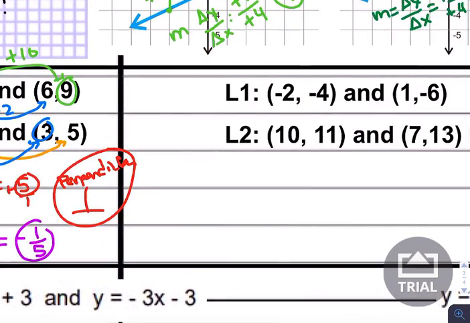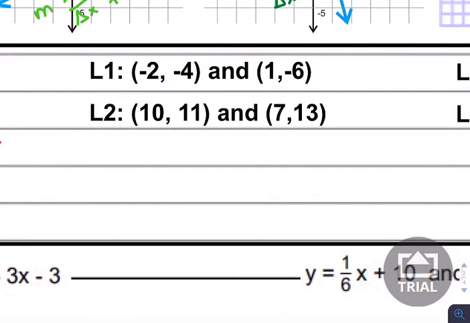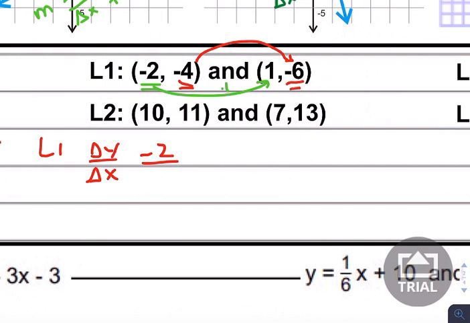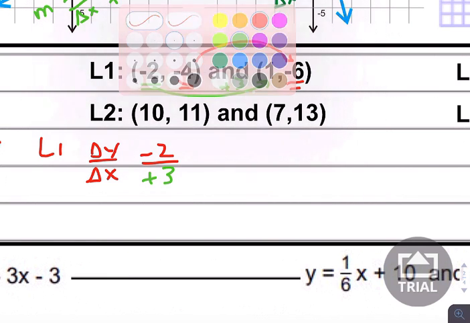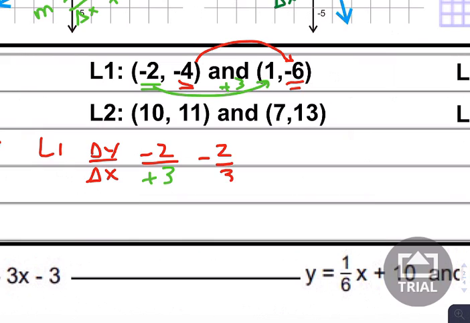Okay, so we can check these the same kind of way. We just need to look at line 1 and line 2. For L1, change in y over change in x, let's check the slope. -4 to -6, that's a drop of 2. At the same time, going from -2 to 1, that's a +3 increase. And so overall, we're looking at -2 over 3 for our slope, because a -2 over a +3, a negative and a positive always results in a negative.